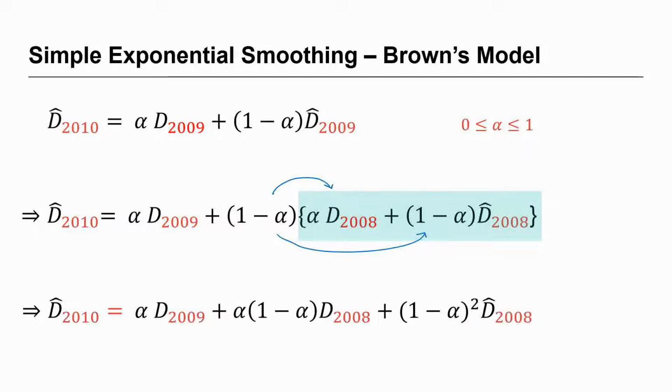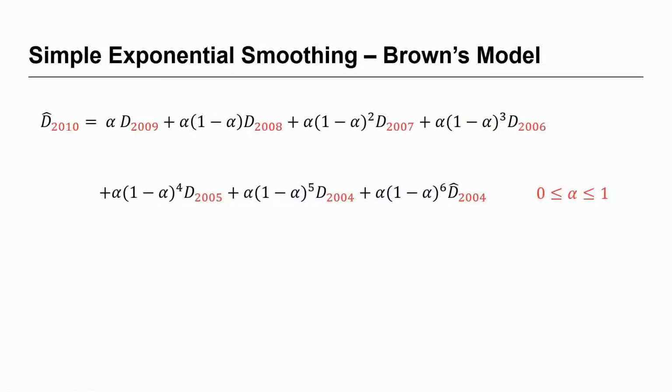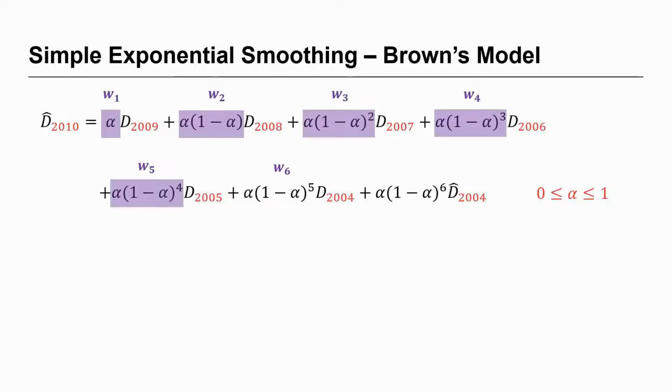Well, this is not very hard to figure out at all. In the same way, now you can write D-cap 2008 in this way and keep expanding this equation. And if you keep on doing this, then finally you will be able to see the equation in this form. This equation looks very much like the equation of the weighted average for forecasting. These quantities involving alpha can be seen as the weights.